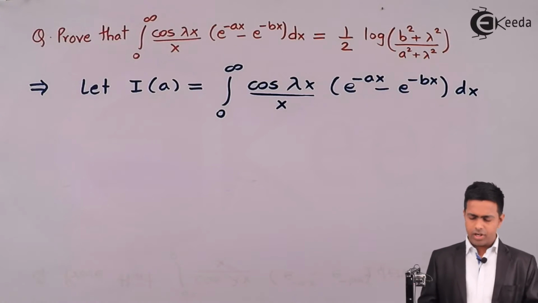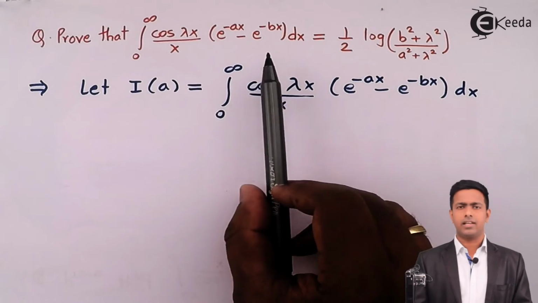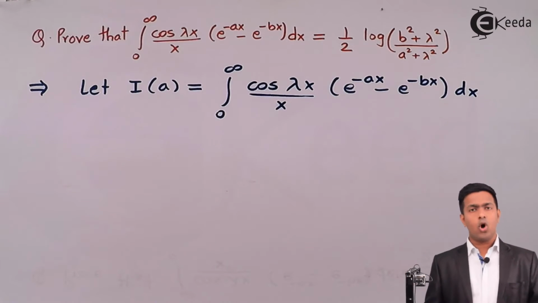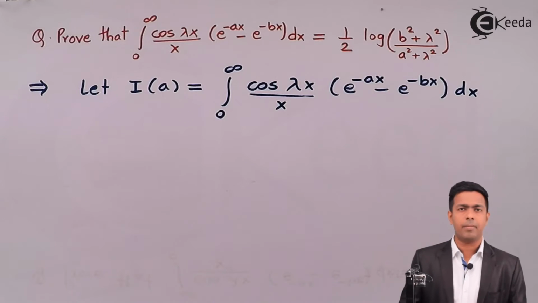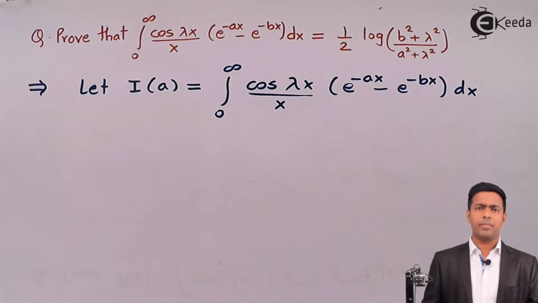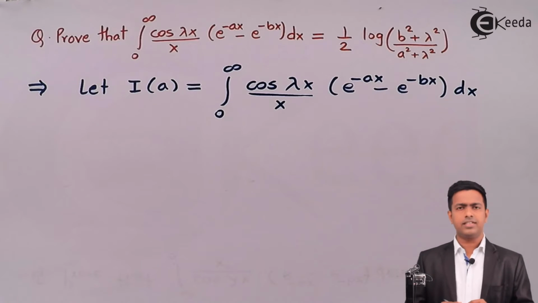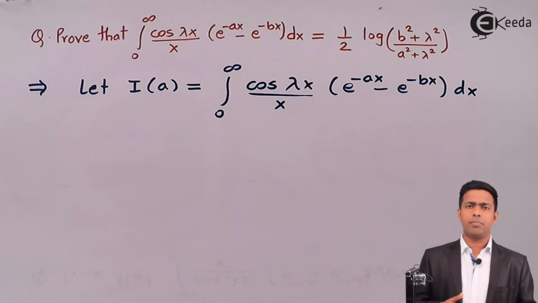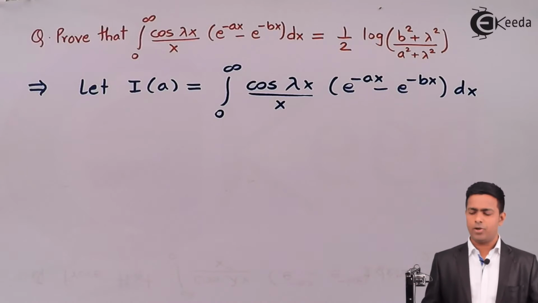So for that, here we have a question where we have to prove that the value of this integral is 1 by 2 log of (b square plus lambda square) whole upon (a square plus lambda square). Now guys, in this integral we have two parameters a and b, and we have to prove this result. Whenever we have multiple parameters, how should we apply the rule of DUIS to get the value?